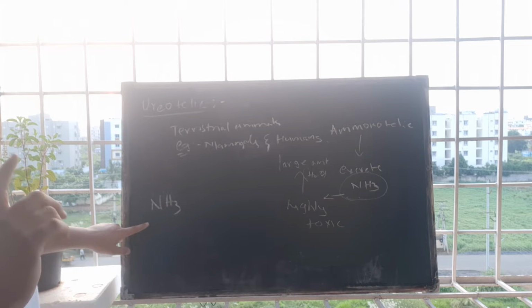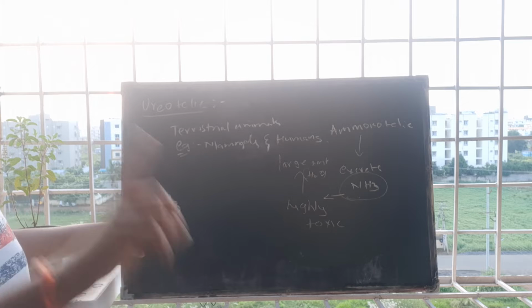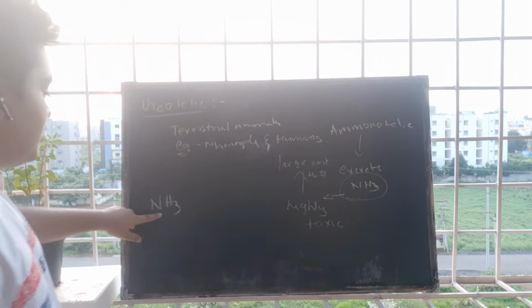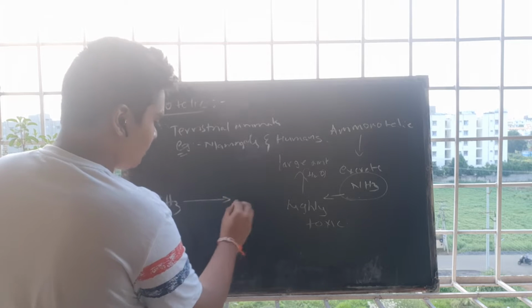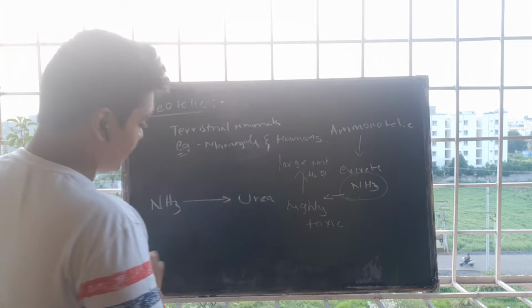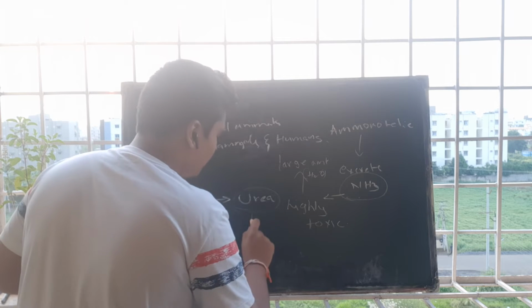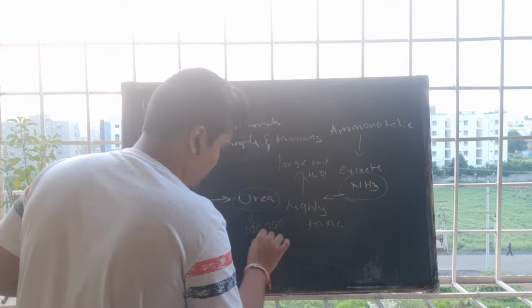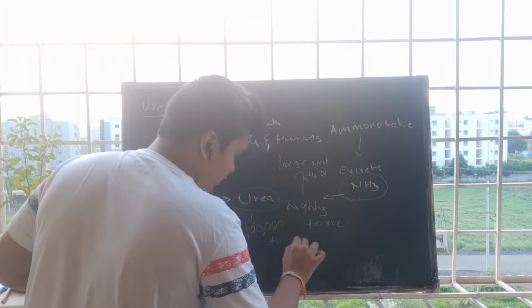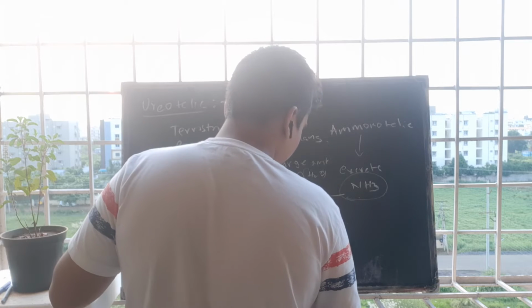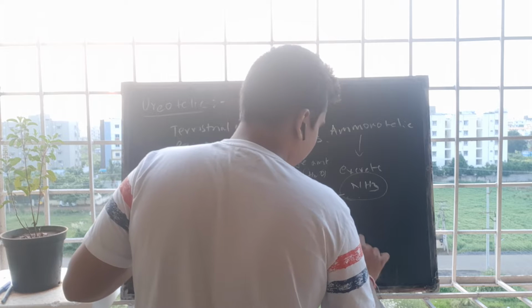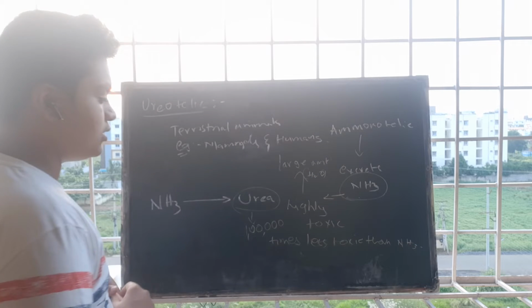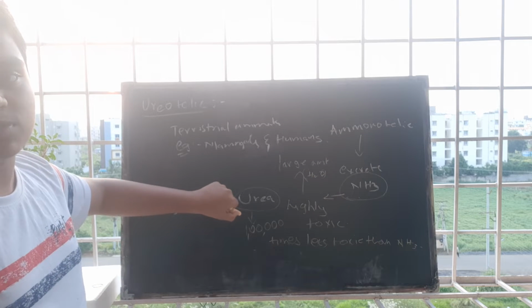Ammonium ion conversion of ammonia is taking place in fishes, and they excrete those ammonium ions through the gills. But here we convert this ammonia into urea, and this urea, interestingly, please write this, it is mentioned in your NCERT, is 1 lakh times less toxic than NH3. This is the interesting thing. So that is why we excrete urea, that is why we convert it.